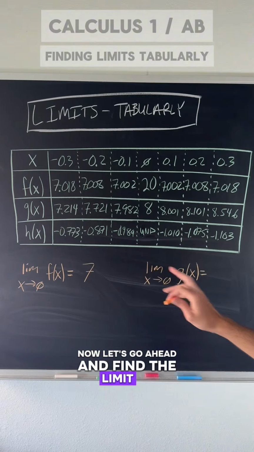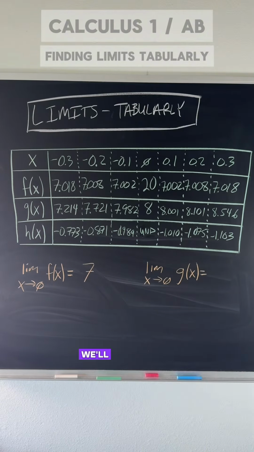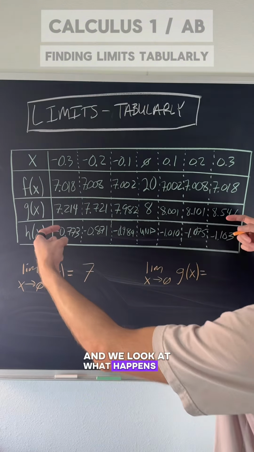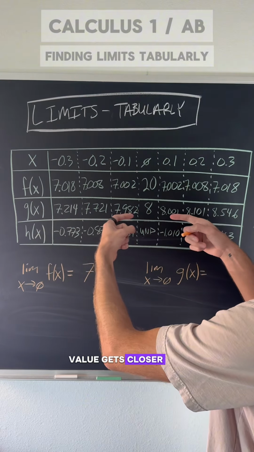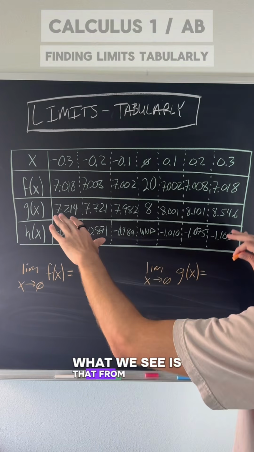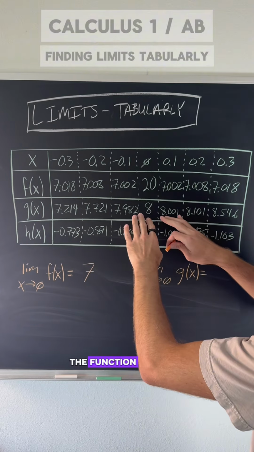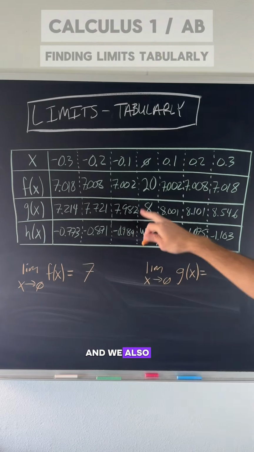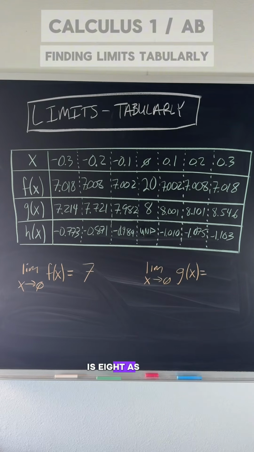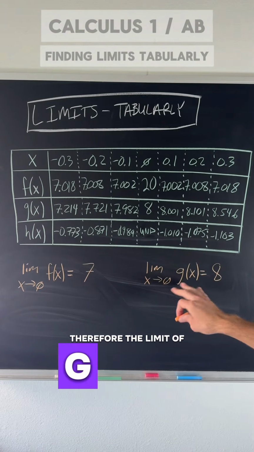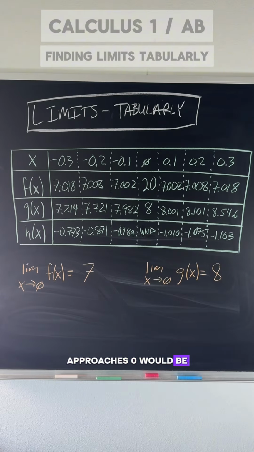Now, let's go ahead and find the limit of g of x as x approaches 0. We'll do the same thing: look at the row for g of x, and look at what happens as the x value gets closer and closer to 0. What we see is that from both sides, the function seems to be approaching 8, and we also see that the y value there is 8 as well. Therefore, the limit of g of x as x approaches 0 would be equal to 8.